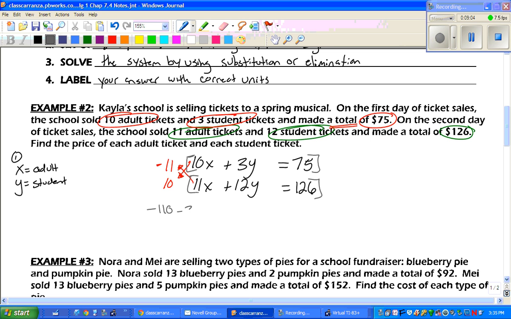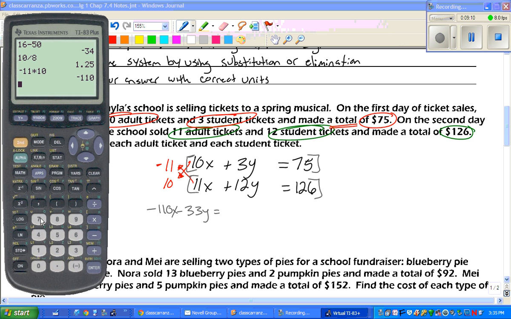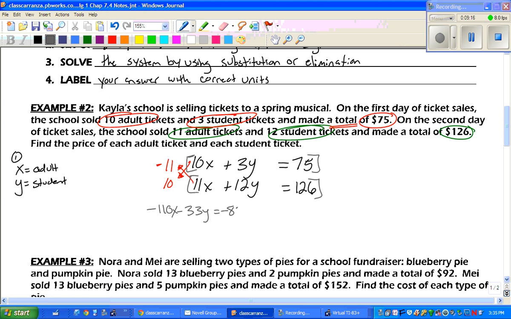Oh, I know this next one. Negative 33y. Well, don't forget your x's and your y's. Equals, and then 75 times negative 11, negative 825. Okay, and now we're going to multiply by the 10. So you get 110x plus 120y equals 1,260.